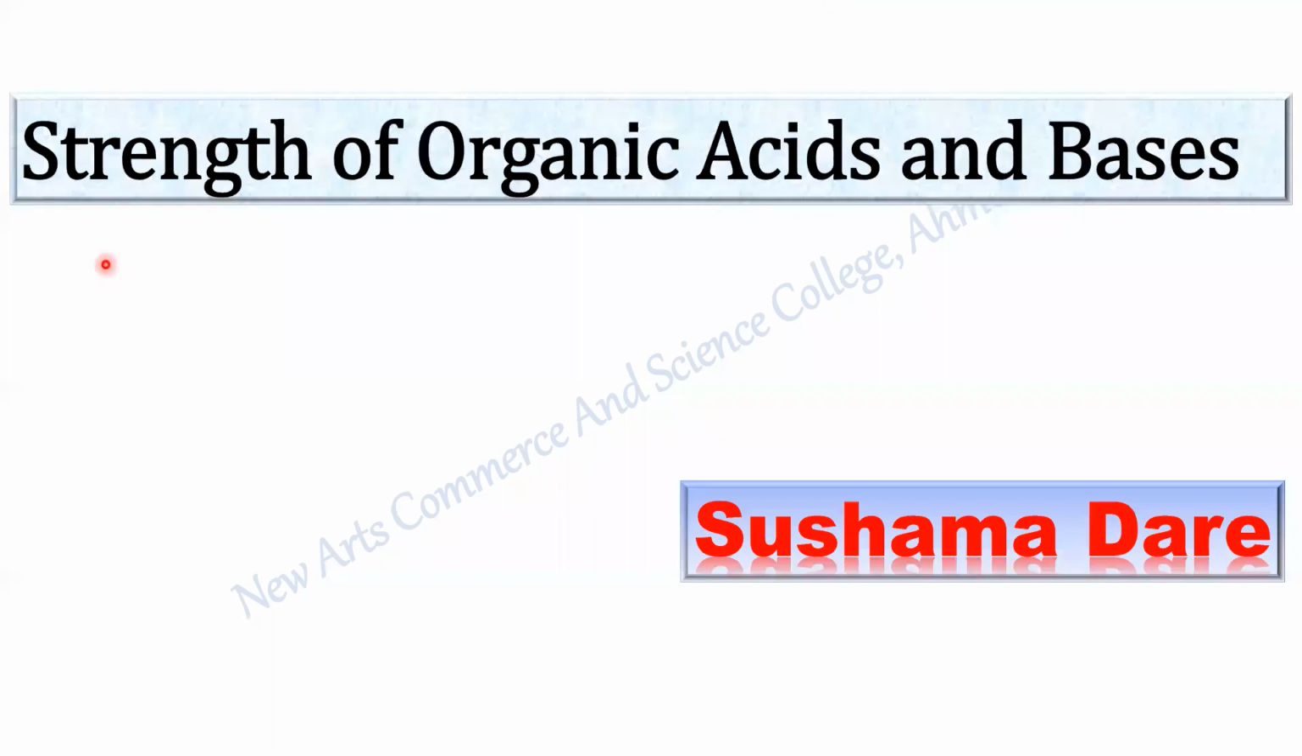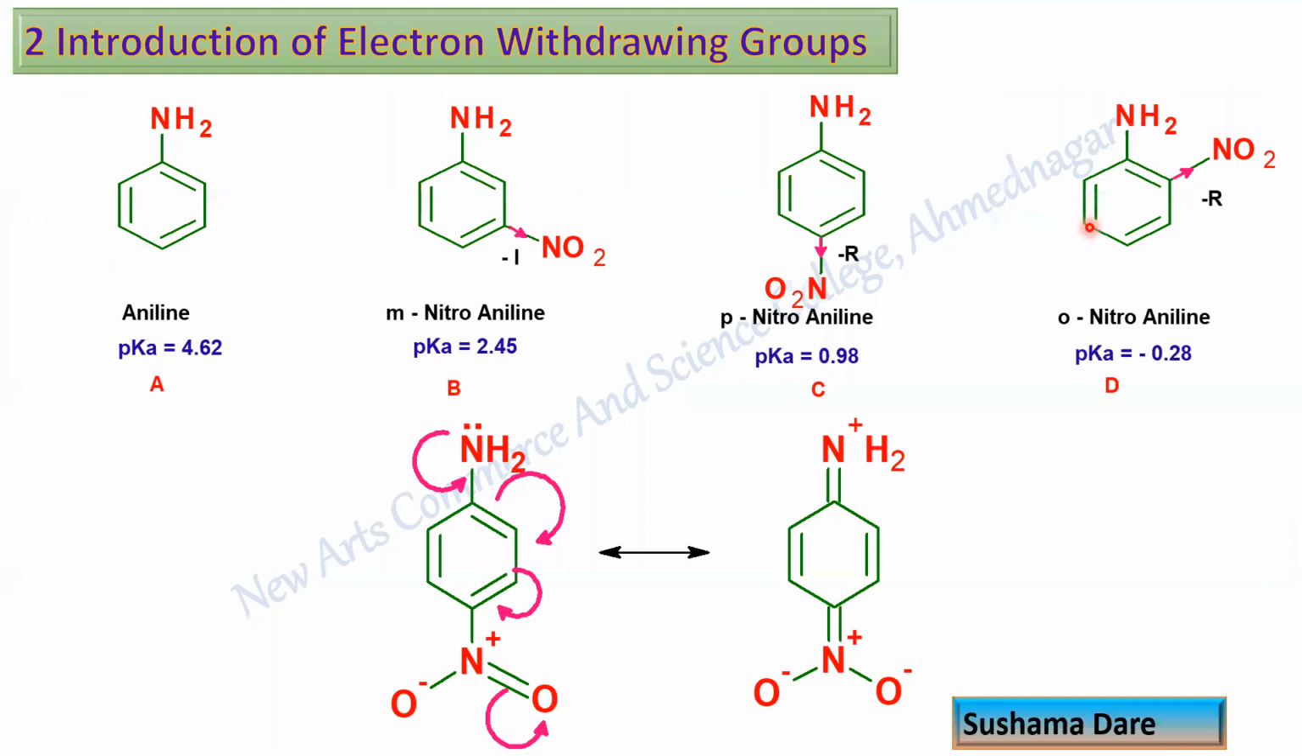Dear student, today I am going to continue the next part of strength of organic acids and bases. In the previous video, we already started the discussion of aromatic bases. In that, the first factor we discussed was the introduction of electron donating groups. Now in this video, I'm talking about the introduction of electron withdrawing groups on aromatic bases.